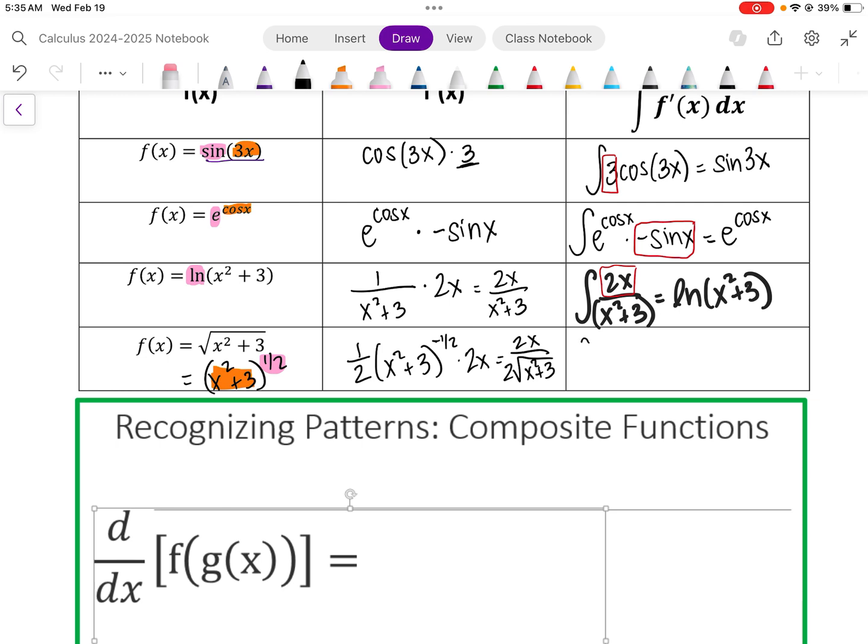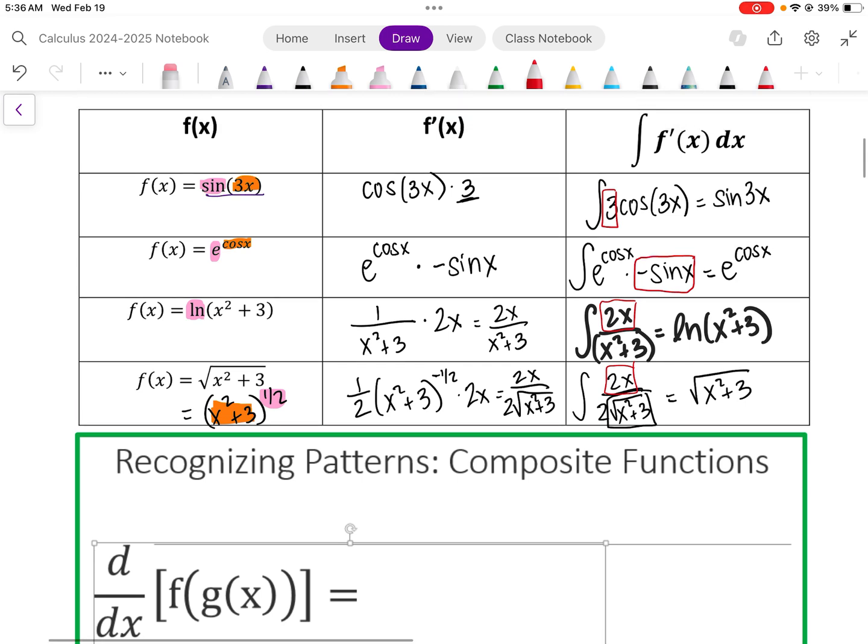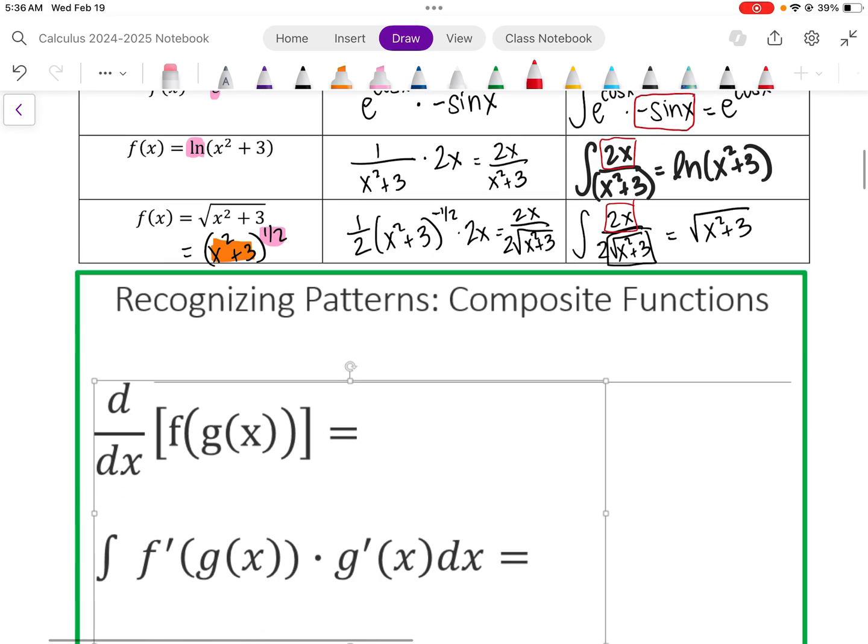And finally, the integral of 2x over 2 square root of x squared plus 3 is just our original function, the square root of x squared plus 3. So you see this part in our integrand moved up, so they probably applied a power rule in there. But again, the 2x is completely gone. It's missing. And again, this is all a result of the chain rule.